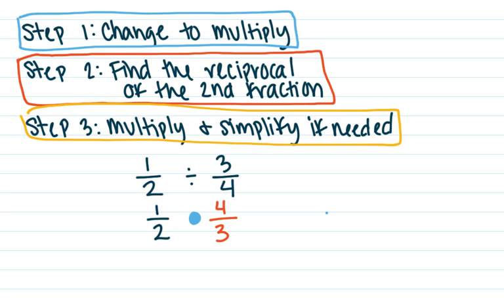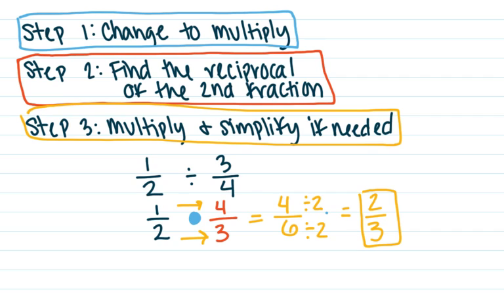So now that my problem is set up, I'm going to multiply like normal. So 1 times 4 is 4. 2 times 3 is 6. I can tell that both of these numbers are even, and so I'm going to simplify it by dividing by 2. And I end up with 2/3 as my final answer. All right, so that is how we divide fractions. Those are our steps, so let's practice.